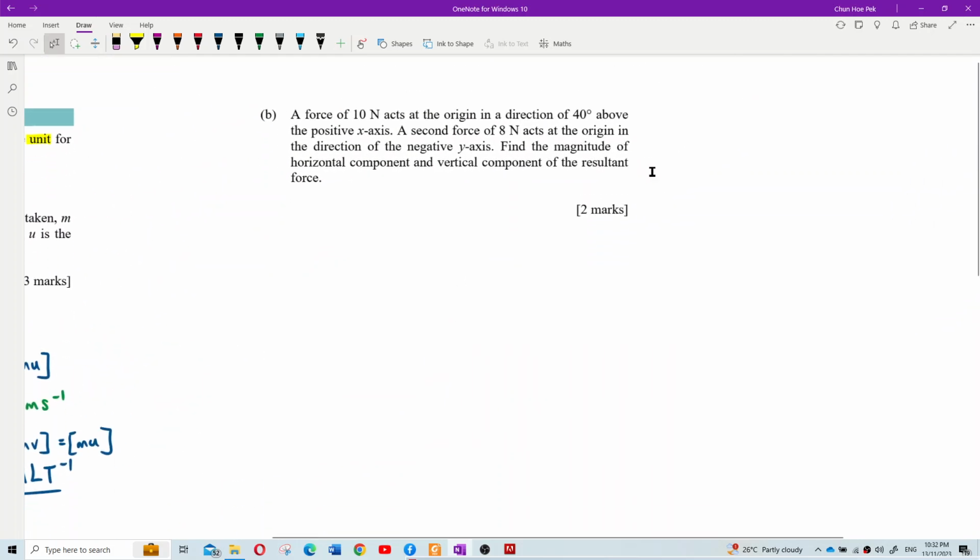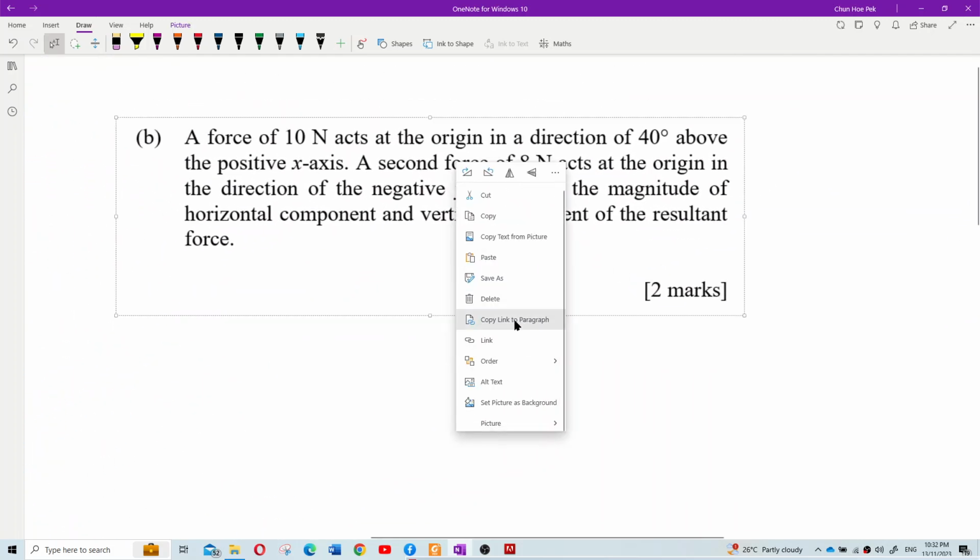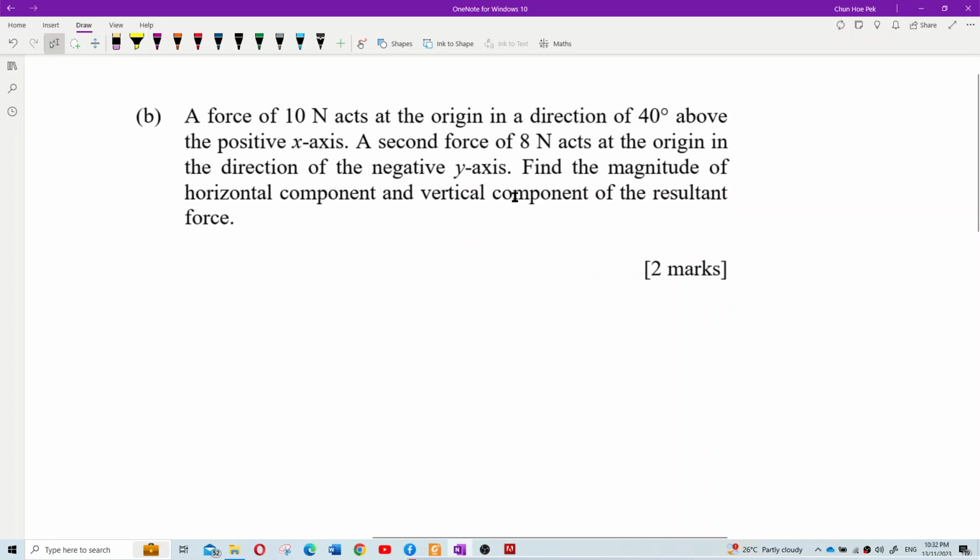Yeah, now this one. A force of 10 Newton acts at the origin in the direction of 40 degrees above the positive x-axis. A second force of 8 Newton acts at the origin in the direction of the negative y-axis. Find the magnitude of the horizontal component and vertical component of the resultant force.